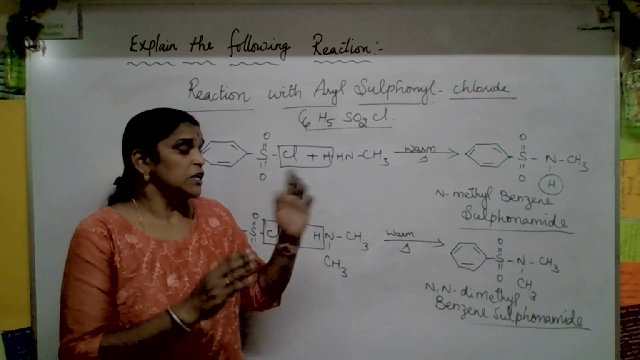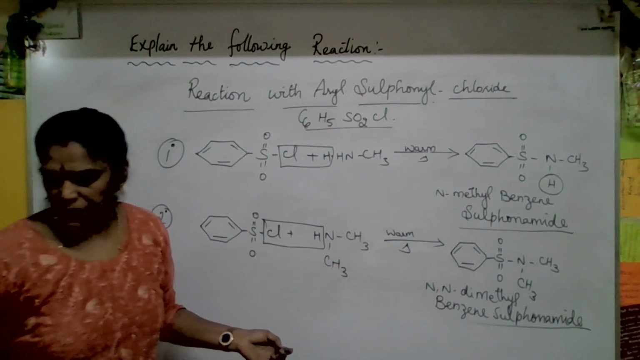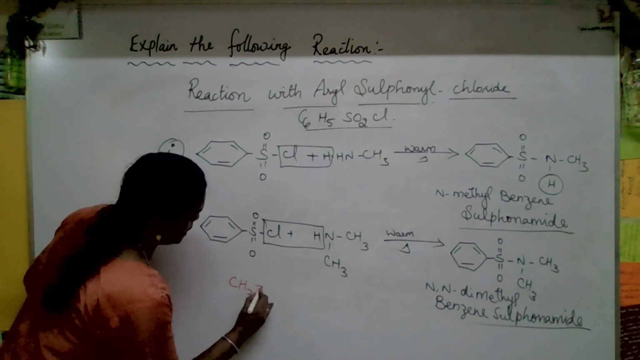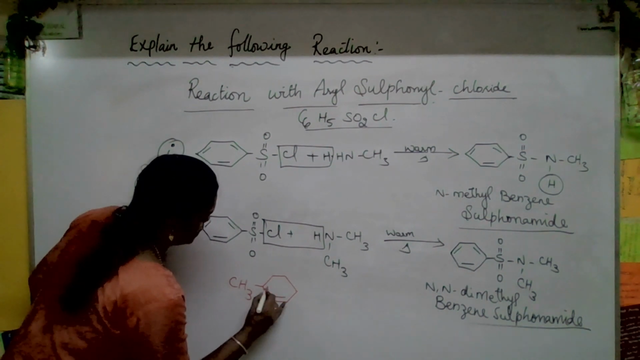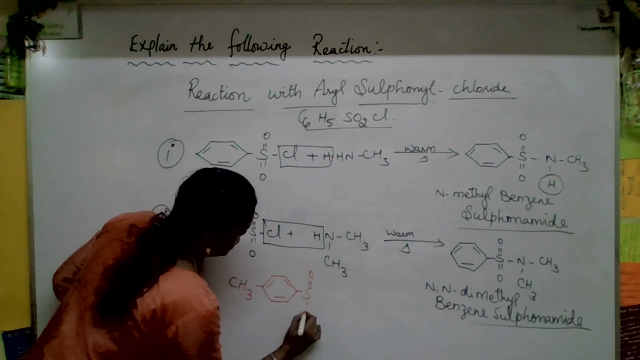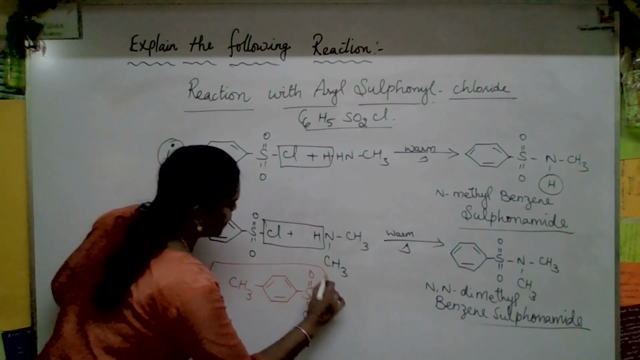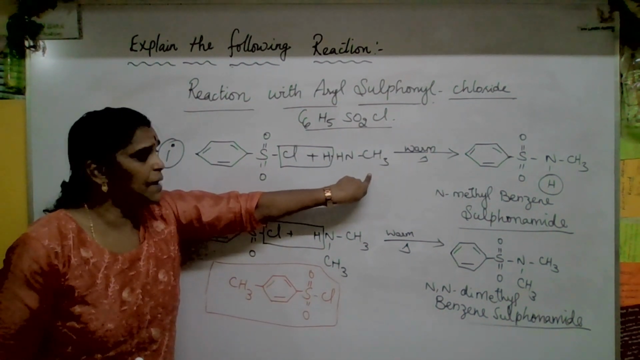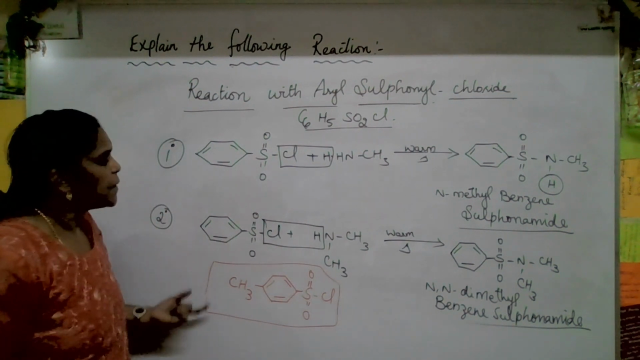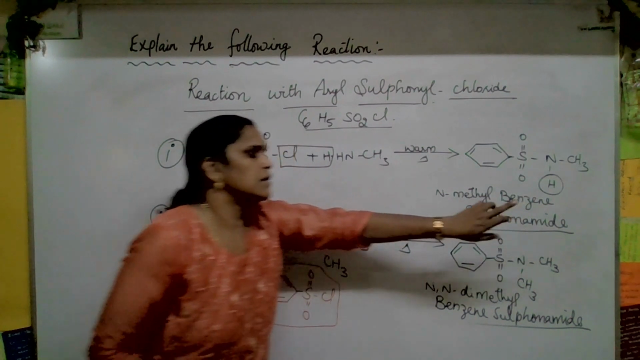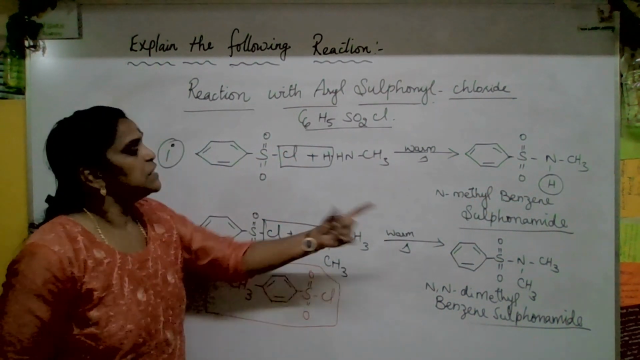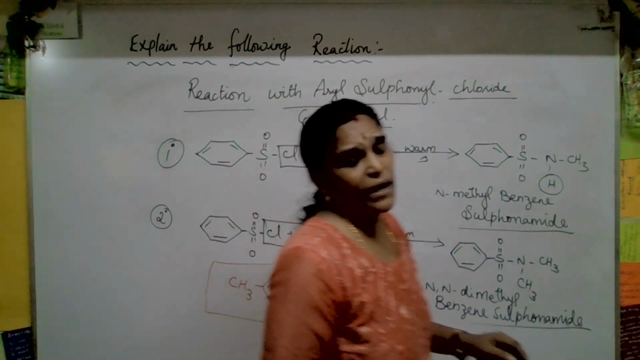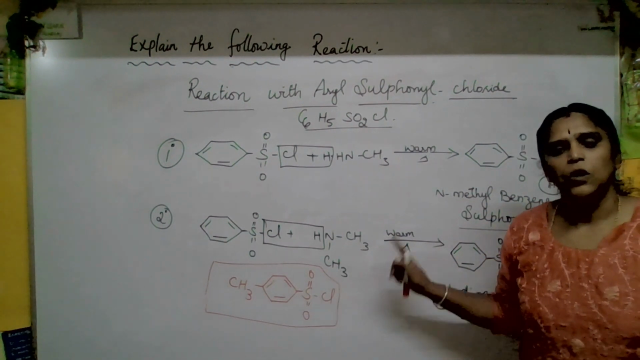Now suppose you are using para-toluene sulfonyl chloride, what will happen? What is para-toluene sulfonyl chloride? CH3, here the benzene ring connected with double bond O, here double bond O, here Cl. So this is para-toluene sulfonyl chloride. The same reaction takes place. The Cl is connected with the primary amine, so you will get the same thing, only para-toluene sulfonamide instead of benzene sulfonamide. Here N-dimethyl para-toluene sulfonamide you will get. Tertiary amine does not react. Why? It does not have active hydrogen. Hope you're clear with it.